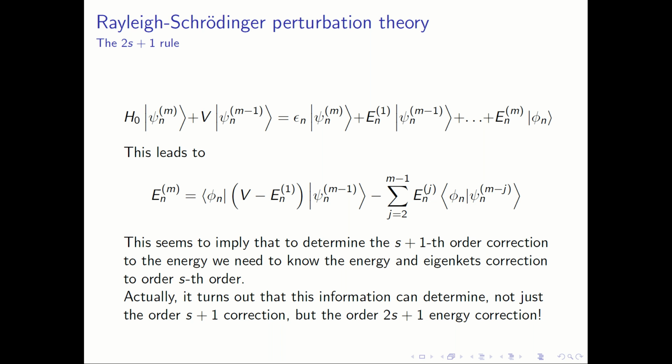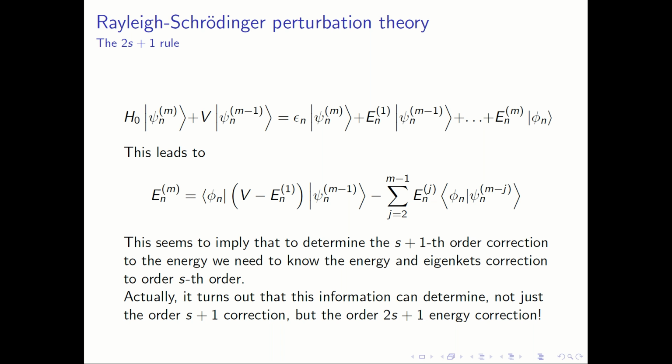Similarly, if you knew En1, psi n1, En2, psi n2, the energy and wave function corrections to not only the first order, also the second order, then the formula that we have written down here apparently will tell you En3 only. It so turns out that from this knowledge you can actually work out all the way up to En5.